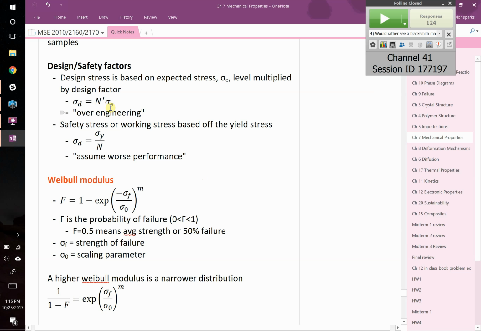So this is sometimes thought of as over-engineering it, or assuming worse performance, right? So for example, if your design stress, sigma D, that's the design stress that you're going to use, is equal to some sort of safety factor multiplied by the expected stress, then you've over-engineered it, right? So for example, if you expect to only see 100 megapascals on your component and you design it to withstand 200 megapascals, then you have over-engineered it, right? You put in extra material or whatever you need to do by a factor of 2 in that case. Another way to think about it is you say, okay, the yield stress for this alloy is something, so we're going to design it to be n number of times worse, right?